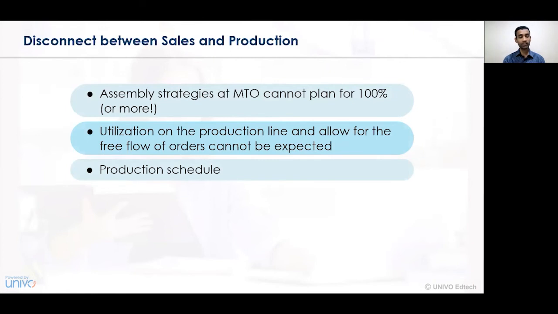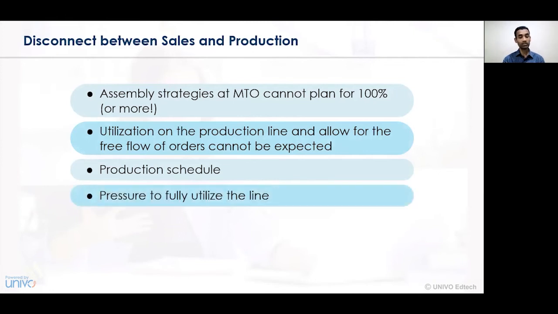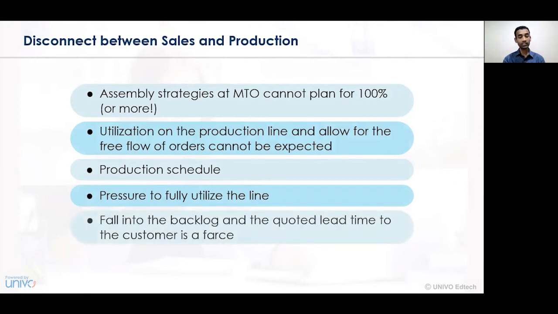Whatever schedule has been prepared with respect to production, it may be fulfilled or it may not be fulfilled. It may be achieved or it may not be achieved, and hence there is no stability or confirmation that the schedule may be complied with or not. There is always a certain pressure on the production line, and if the pressure on the production line increases, then based on the availability of goods and services and the time constraint, the production activity may be completed or may not be completed. Falling into the backlog and quoted lead time to the customer is a farce.